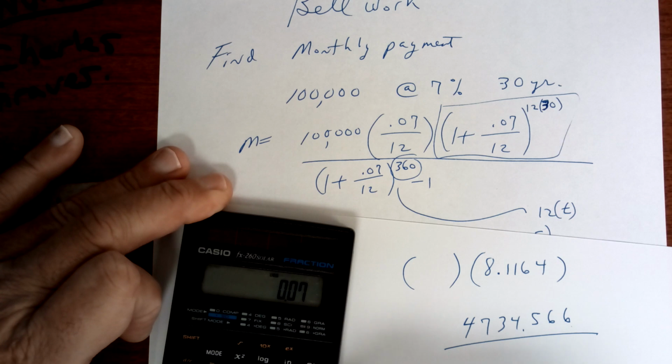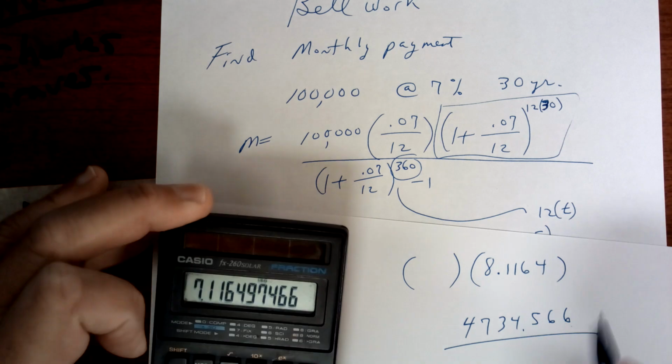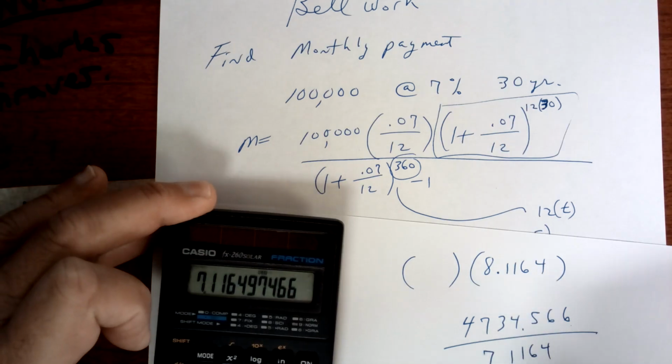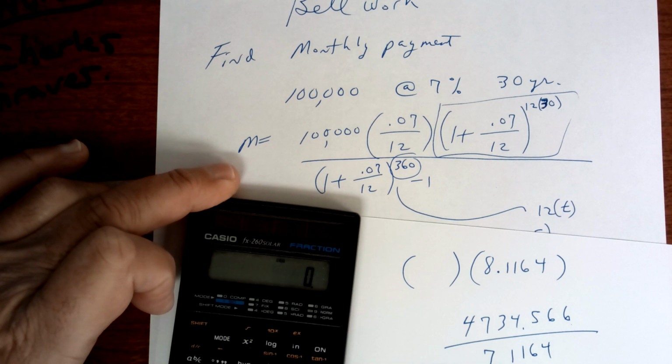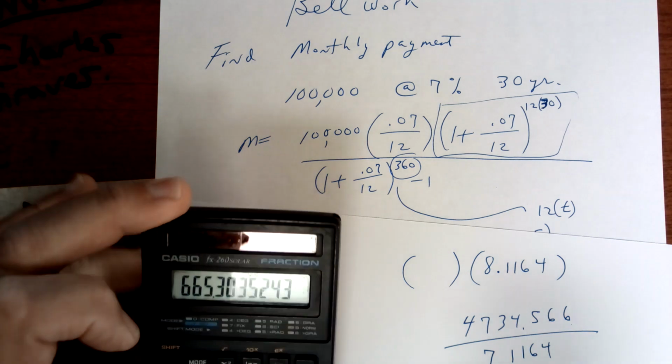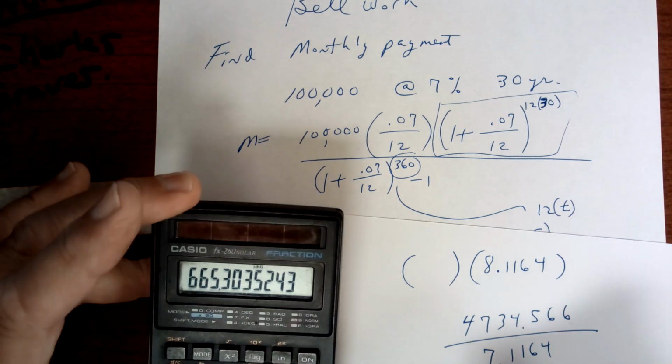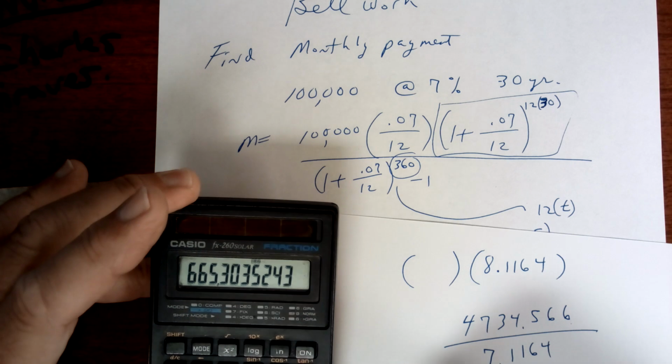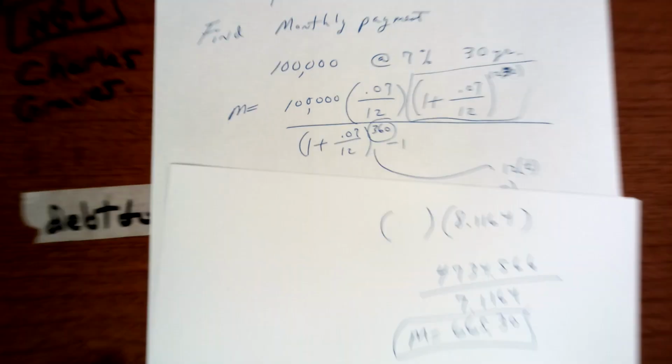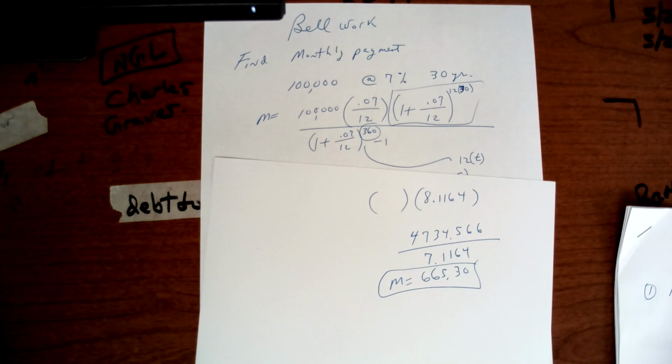And then on the bottom, we're going to clear this out. 0.07 divided by 12, press equals, plus 1, press equals, raise it to the 360th power. I get that, and then minus 1, I get 7.1164. Clear my calculator. 4734.566 divided by 7.1164. When I do that, I get a monthly payment of $665.30, and that's what you're going to pay a month for 30 years. Okay, any questions on how to do that problem?